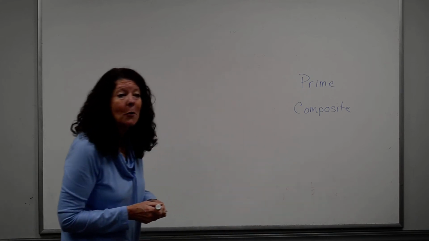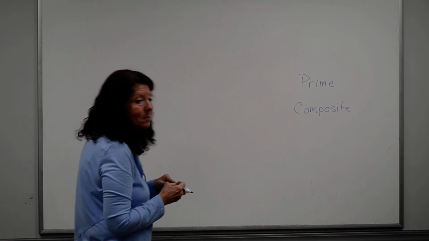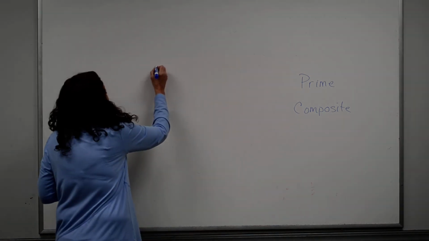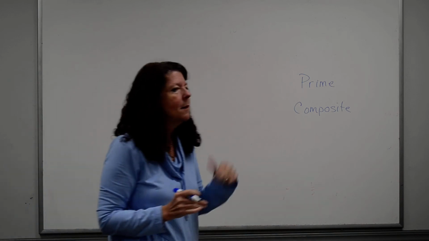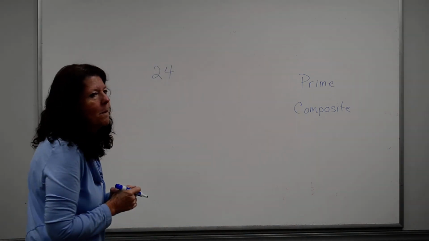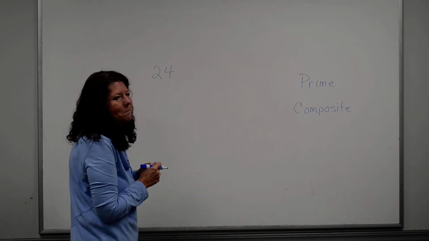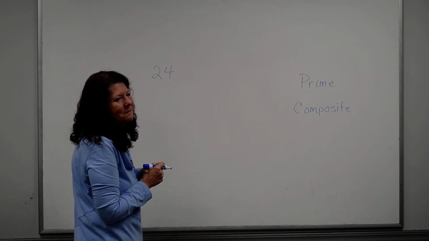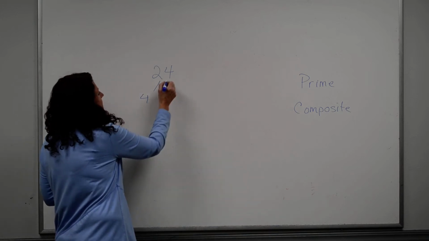It's the bottom row of a factor tree. The prime numbers that you can multiply together to get something. So if I have 24, let's do a factor tree on 24. What can I multiply together to get 24? Any 2 numbers besides 1 and 24. How about 4 and 6?